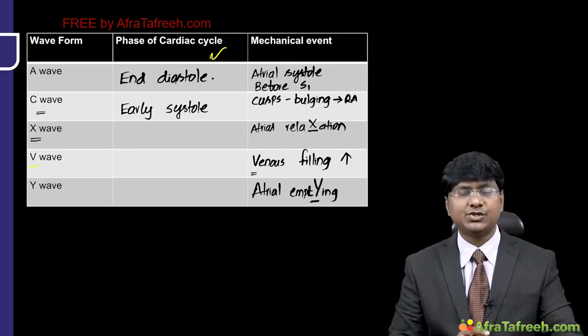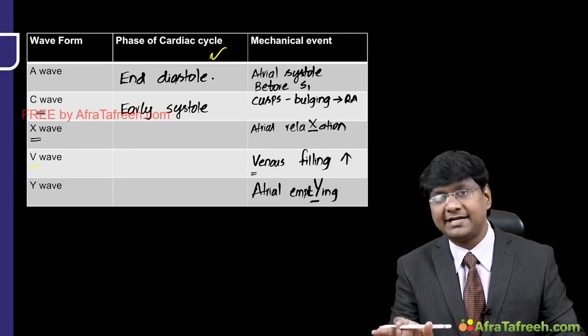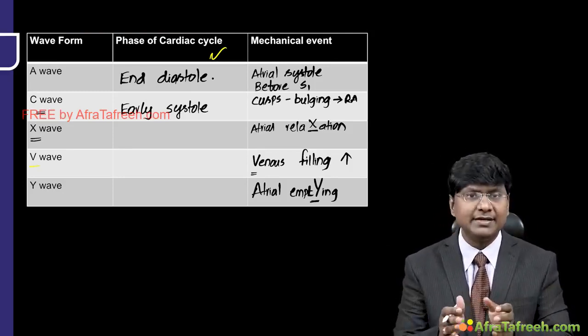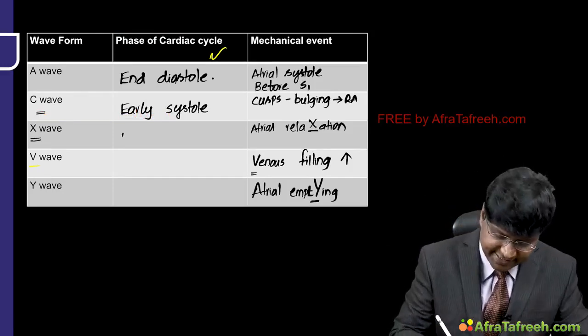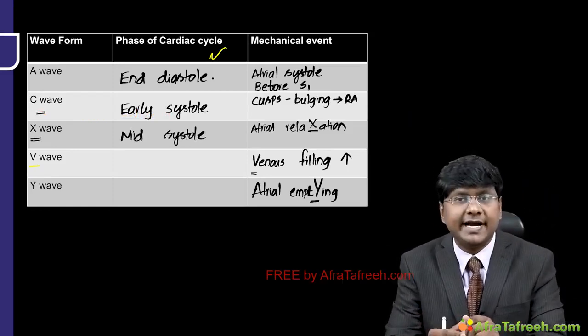Then you take the X wave. X wave is due to atrial relaxation. Now when atria is relaxing, what will the ventricle be doing? The ventricle is in contraction state still. That is, the ventricle is in a state of the mid systole, or the cardiac cycle will be like in the mid systole.